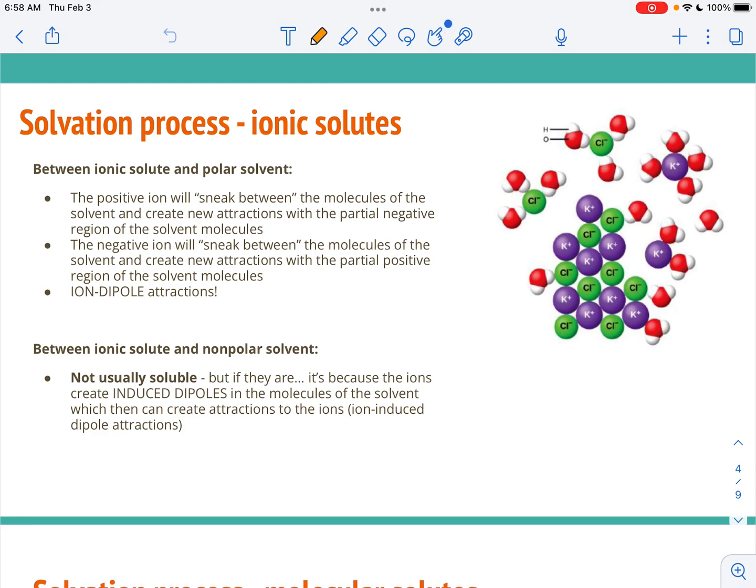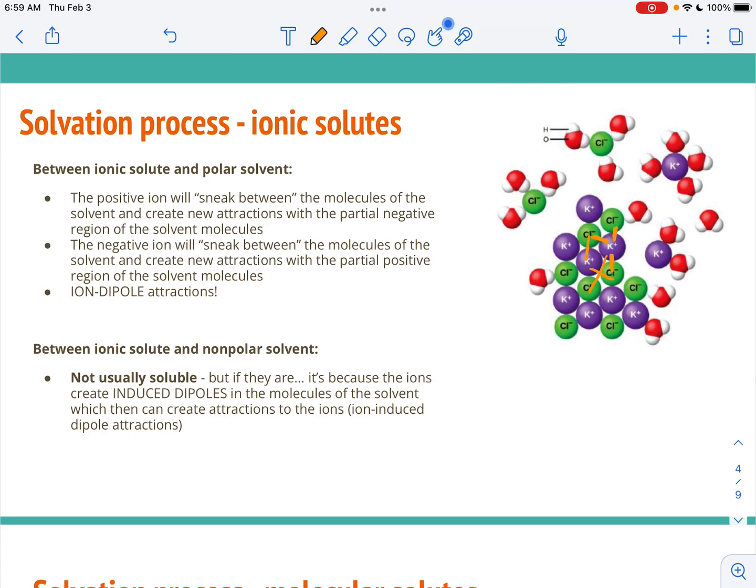I want to break this down into different types. If we have an ionic solute and a polar solvent, like an ionic compound in water, it could be other polar solvents like alcohols or even other polar liquids, but most often we're talking about water. An ionic solute has a really strong attraction between ions, between these ions and those ions in 3 dimensions. We have lots of attractions, and so this is a really hard crystal, remember.